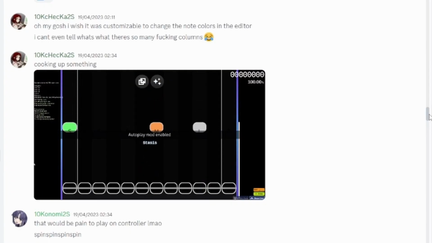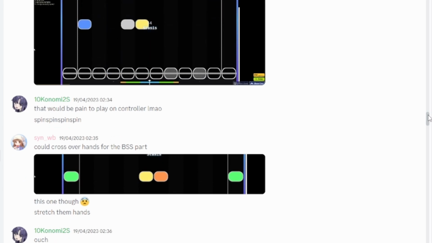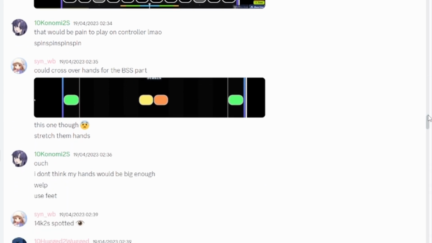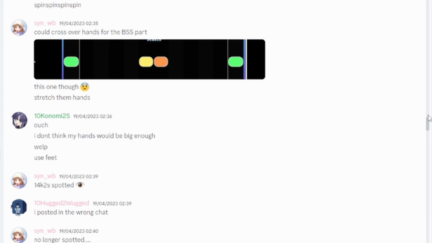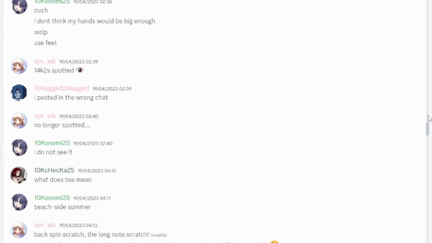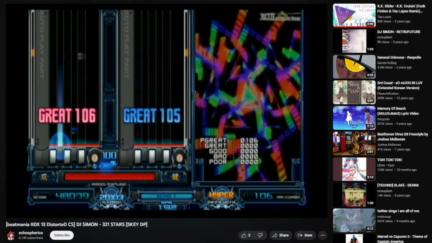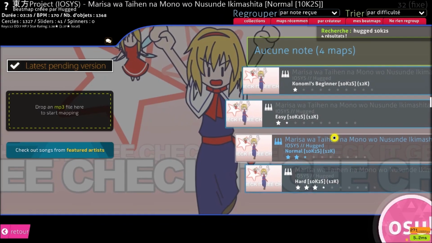The other day I posted my work in progress map in the Discord server, and they were saying stuff about controller and backspin scratch and all that, and that really got me thinking. Since 10K2S is like double play for BMS kind of thing or whatever, what if we modeled maps like that? What I mean is, what if we really took inspiration from these types of maps, but really focused on keyboard playability? Hug's map is a good example of what I mean.